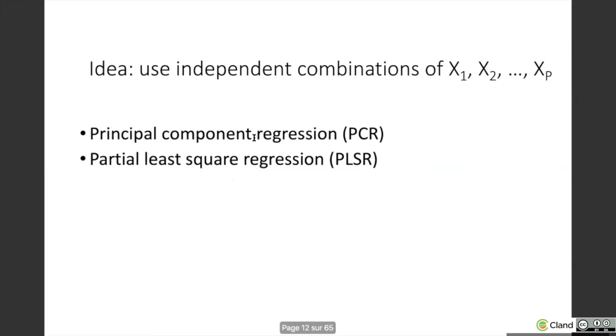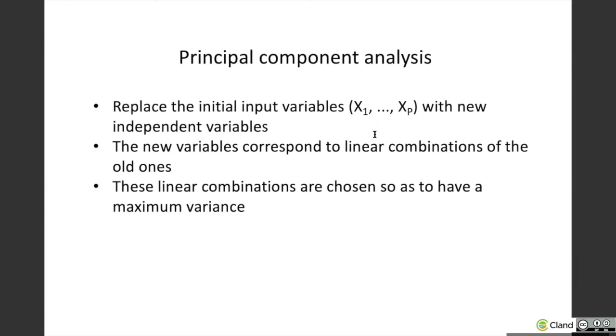The principle of the first one, principal component regression, consists in doing a pre-treatment of the input variables. Instead of using directly the input variables in your regression, you first do a principal component analysis. And the purpose of this analysis is to replace the initial input variables with new variables that are built to be completely independent, with zero correlation. How to do that? We define these new variables as linear combinations of the original variables. And we use these linear combinations in order to have a maximum variance, to explain as much as possible the variability of the original inputs.